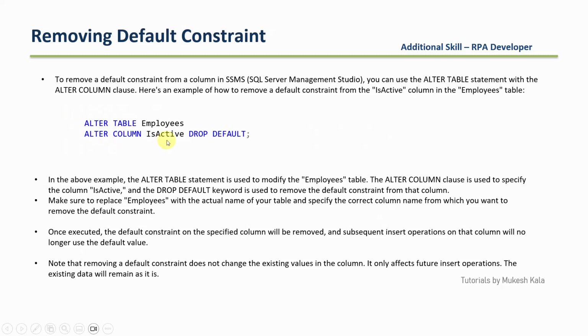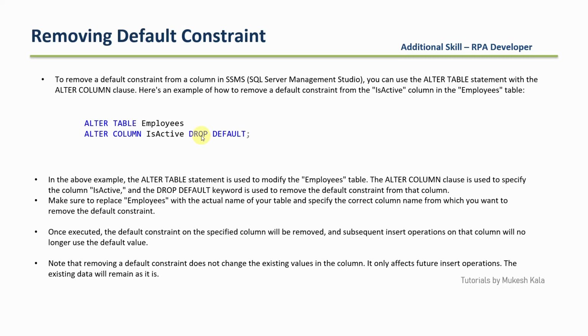Same way, till this point is same, right? Now here, instead of set, I am using the drop and then default. So this would make sure that the default constraint is removed from the IsActive column. Okay, now in this example, as you can see, we have removed the default constraint.